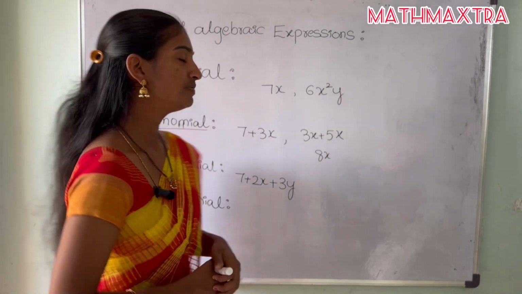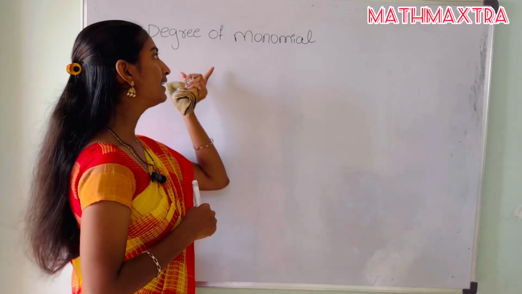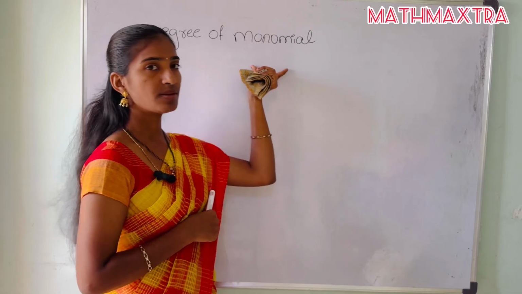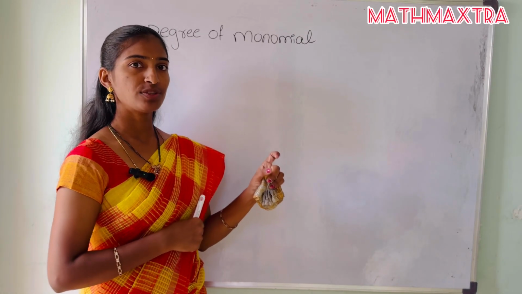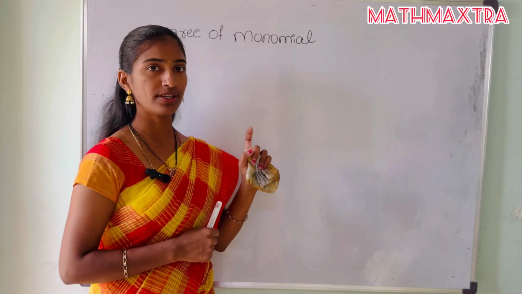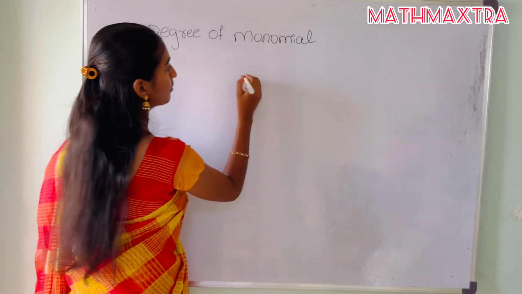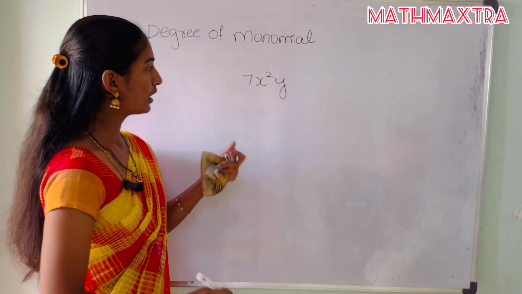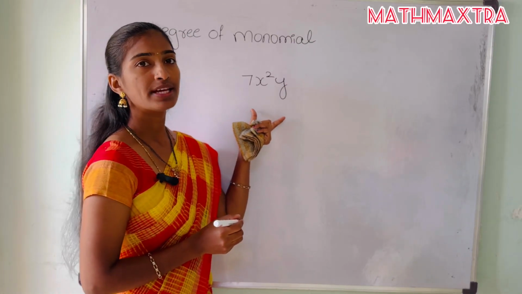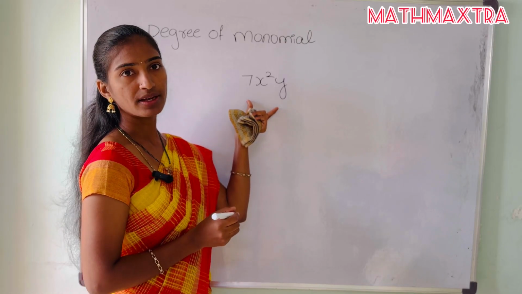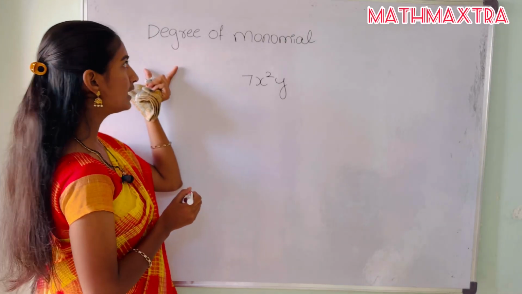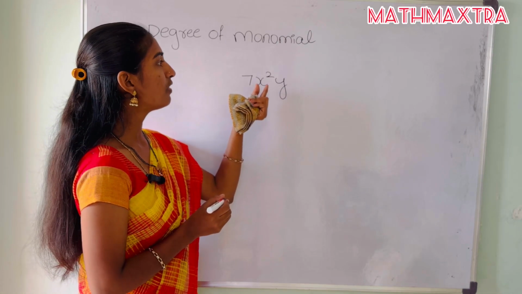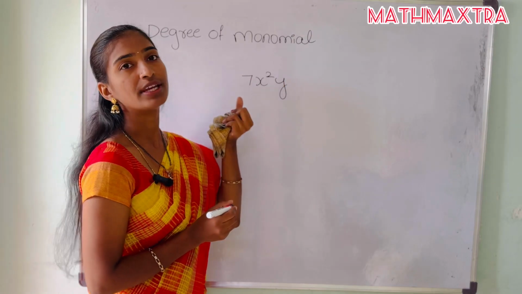Okay. Now what is the degree of a monomial? See, we have seen what a monomial is. What is a monomial? An algebraic expression which contains exactly one term. See, I am taking one example: 7x square y is my example. Okay, now what do we call the degree of this monomial? See, the degree is defined like this: the sum of all the exponents of variables.